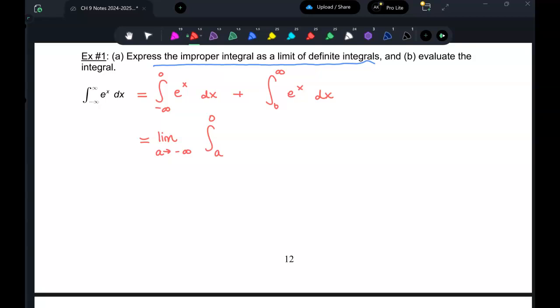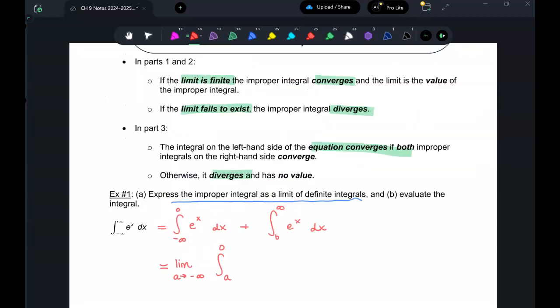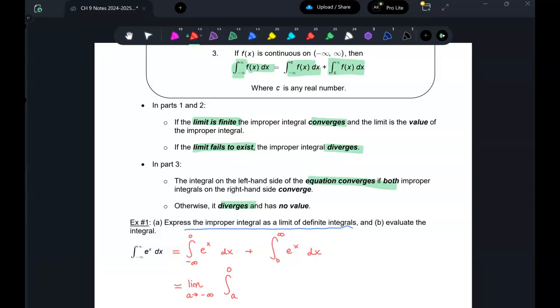We want to first express the improper integral as a limit of definite integrals, meaning we want to replace our negative infinity and our infinity with some variable. I'm using a and b. You can use any letter you want. Remember, if you go back to what we wrote up here, where I said introduce another number c, c can be anything as long as it's in the domain of the function. It's e to the x, so the domain is all reals. I used 0. I could have used 1.